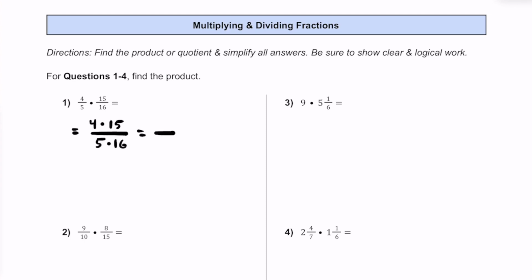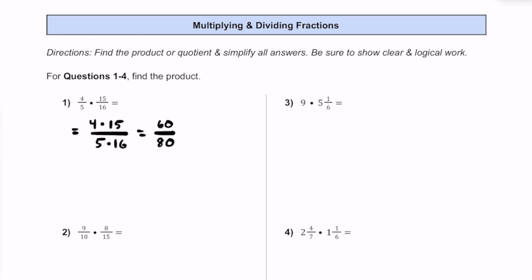In the numerator, we have 4 times 15. So if you need to pause and figure that out, go ahead and do so. But 4 times 15 is going to be 60. I'm going to put that in the numerator. And then 5 times 16, again, if you need to pause and think about that one, that's going to be 80.